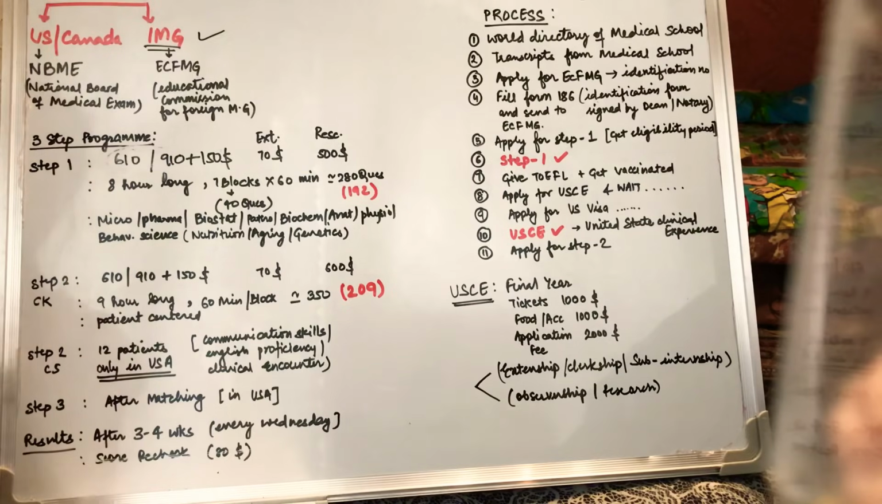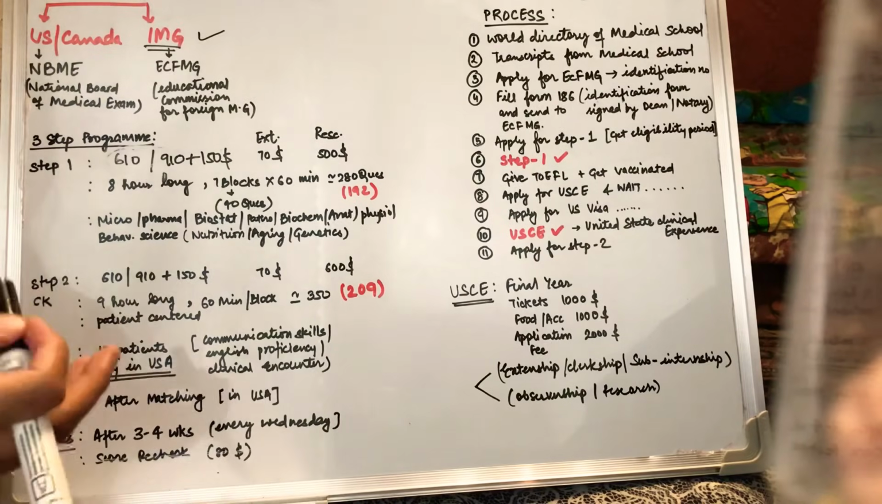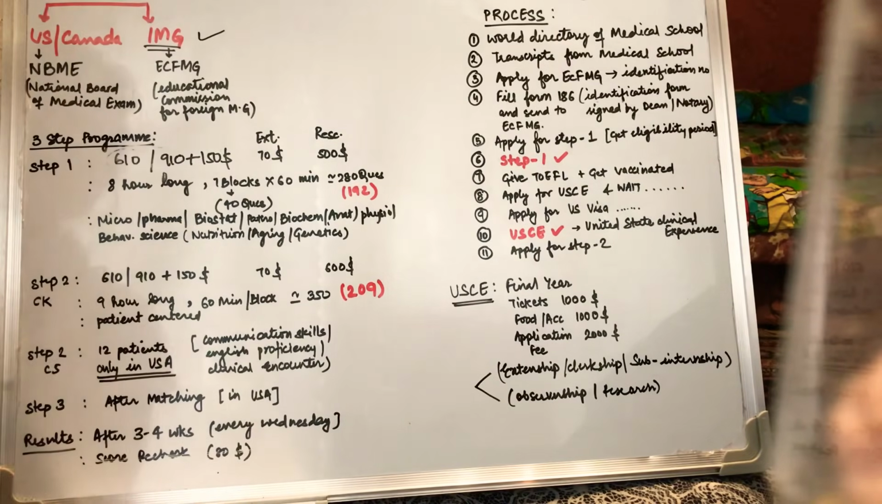For step 2, CK. Now step 2 is divided into 2. CK and CS. CK is clinical knowledge, whereas CS is clinical skills. In clinical knowledge, it is basically a theoretical, more of MCQ type of examination, whereas CS is a doctor-to-patient examination.